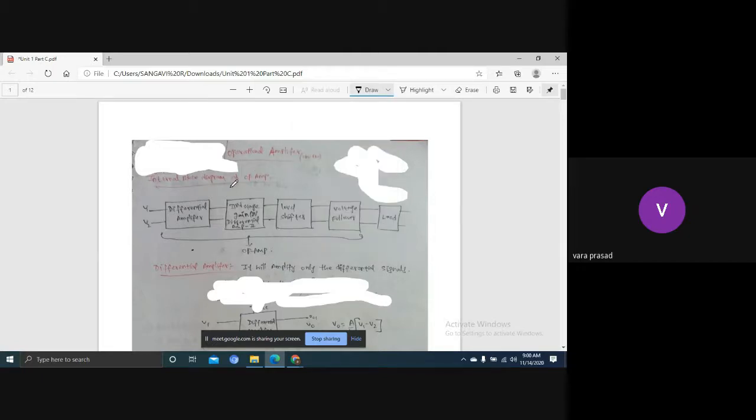Op amp in short, operational amplifier. Why is it called an operational amplifier? I will tell you. There are four stages. First stage has a differential amplifier. The second stage consists of differential amplifier 2. This is amplifier 1, this differential amplifier. This is amplifier 2. Third stage, level shifter. Fourth stage, voltage follower.